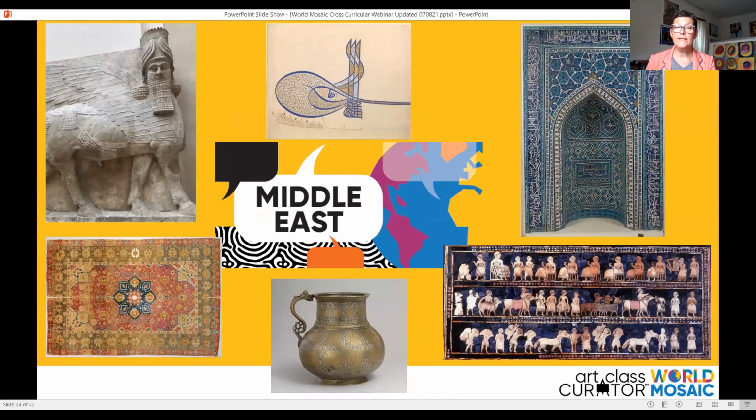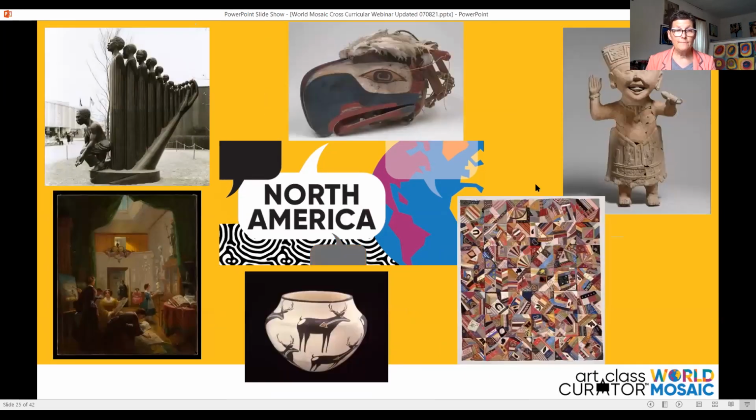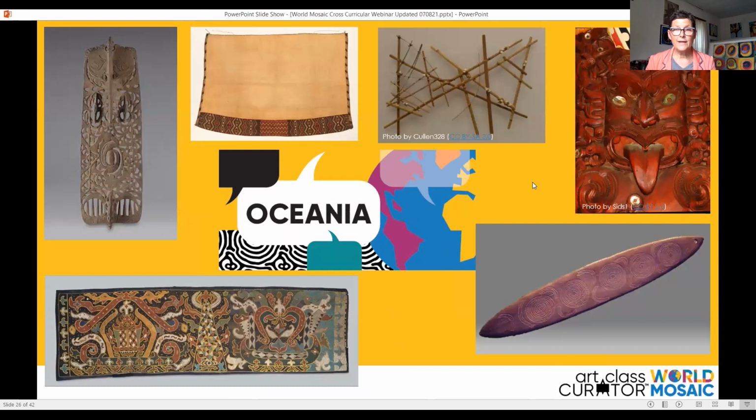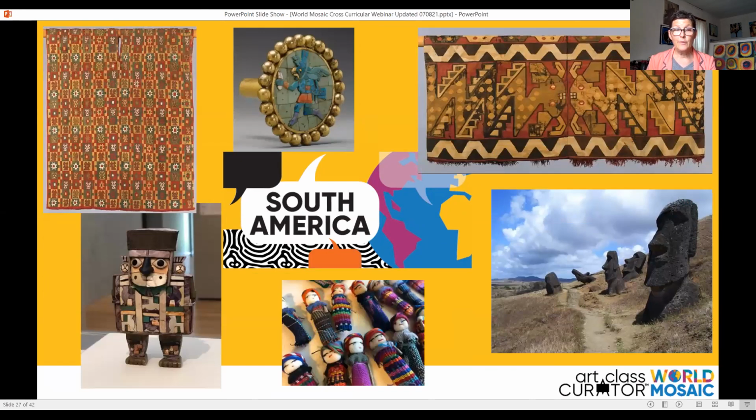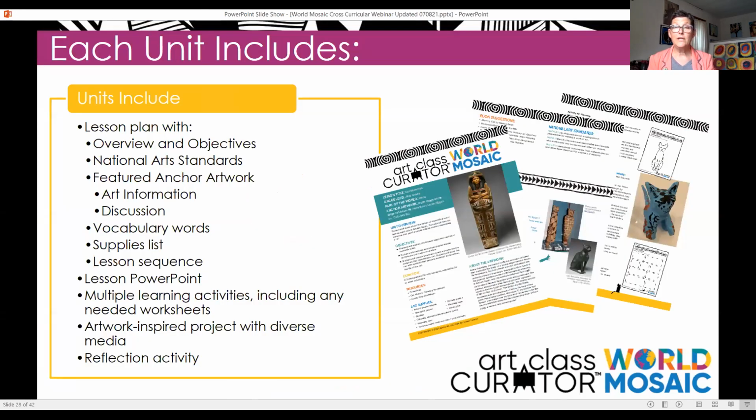Here is Europe and the Middle East, which isn't a continent, but it is so rich in art that Art Class Curator definitely wanted to highlight it. North America, Oceania. I loved this one because this one is actually a map, and students will learn about map making and the art that goes with it. I thought that was very cool. South America. And so each unit is going to include a really extensive lesson plan.